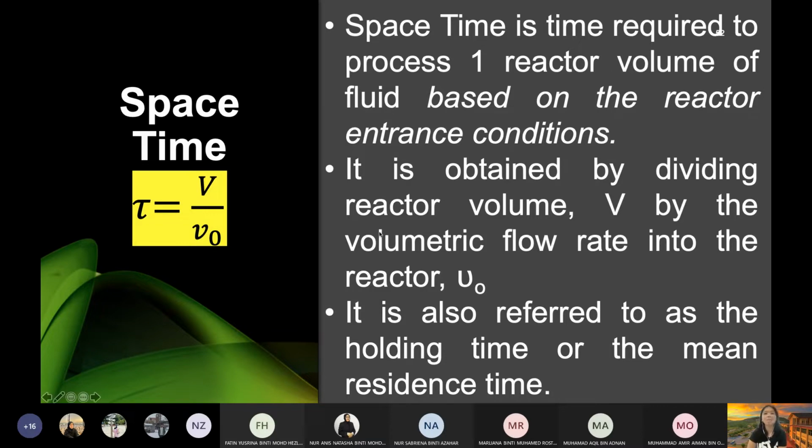Okay, so space time is the time required to process one reactor volume of fluid based on the reactor entrance condition. This is the main difference between space time and residence time, which I will explain later. Space time, we calculate using the reactor entrance condition, meaning the conditions when it enters the reactor.